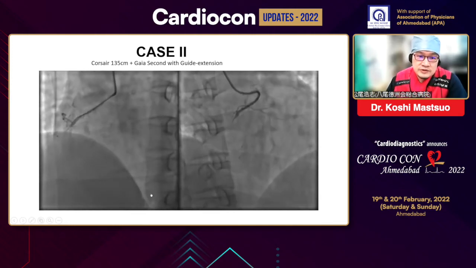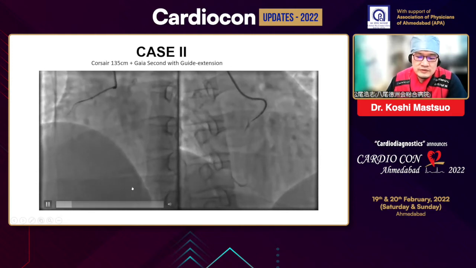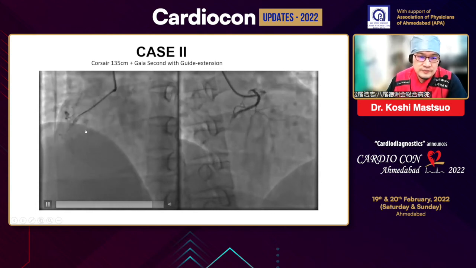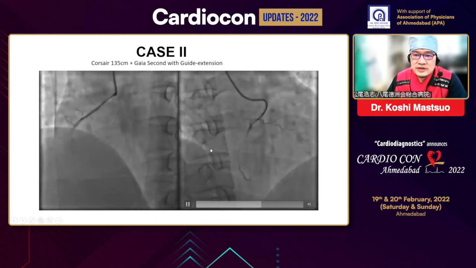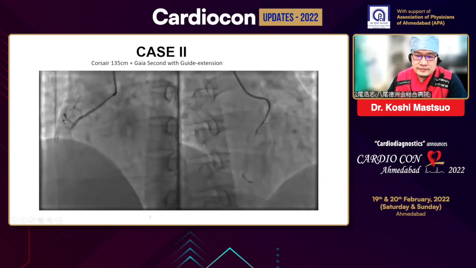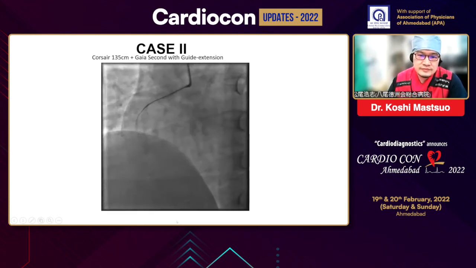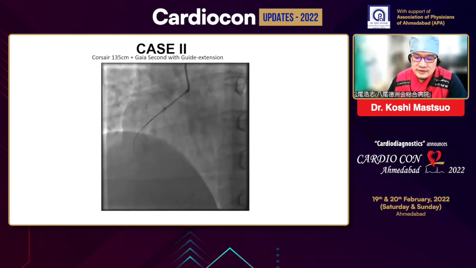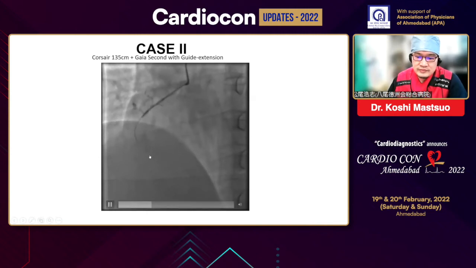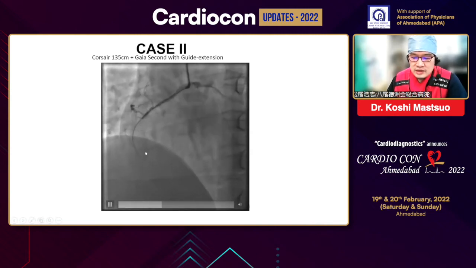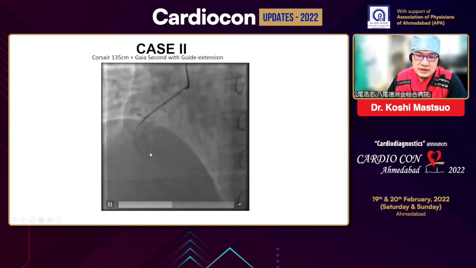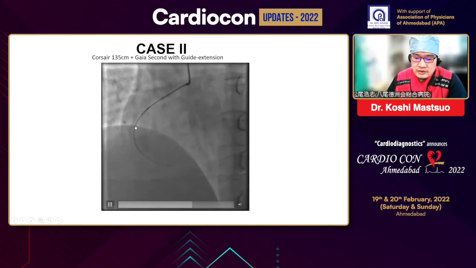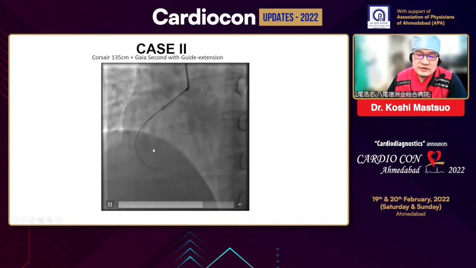I couldn't cross, even though using XTR and Gaia first. So I decided to change the wire to Gaia second. Finally, I could cross using Gaia second like this. In this case, I could succeed antegradely because I could control the wire intensively with Corsair and guide extension devices.